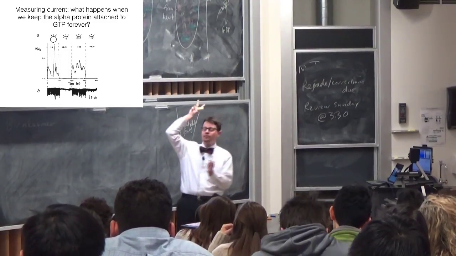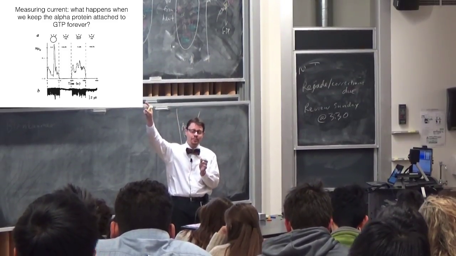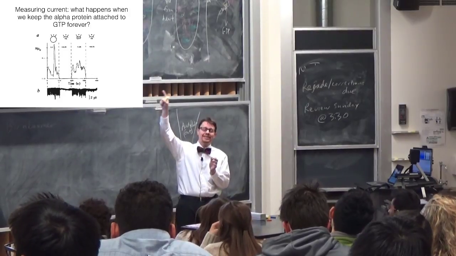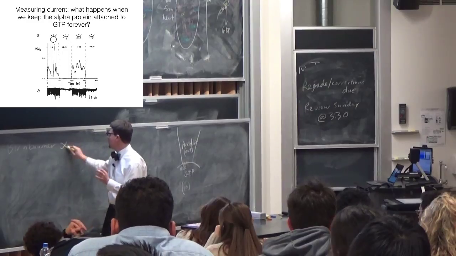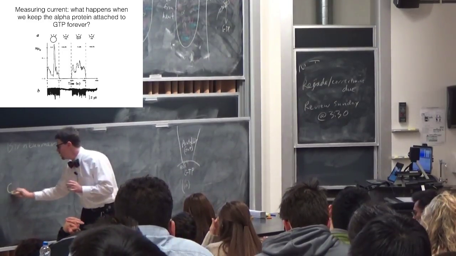That's the first part. And the second part is, if you're David Clapham and you think it's the beta gamma subunit, why do you think that this still fits with your model? So Birnbaumer's idea is that it's the alpha subunit.